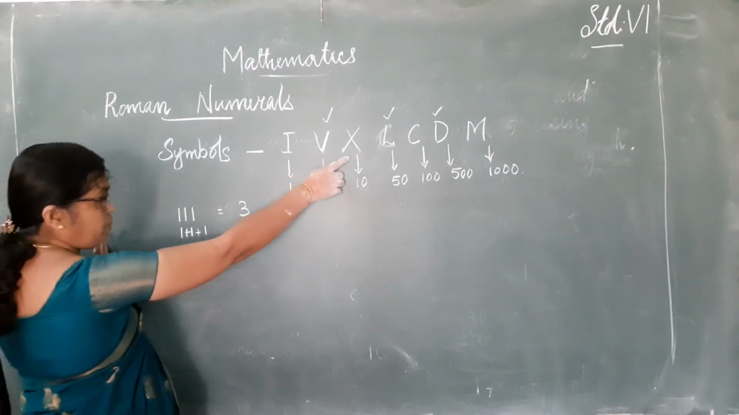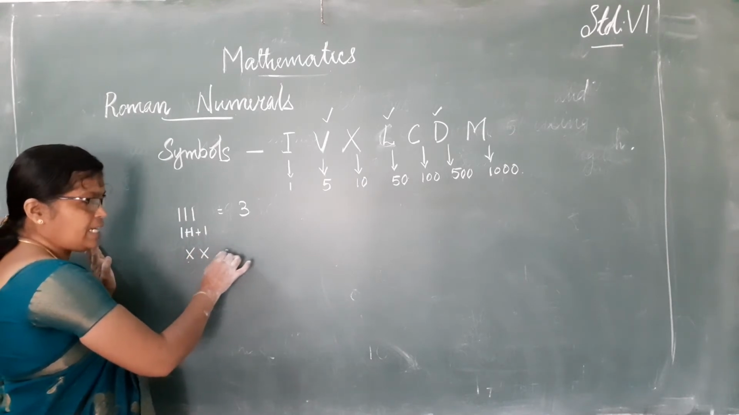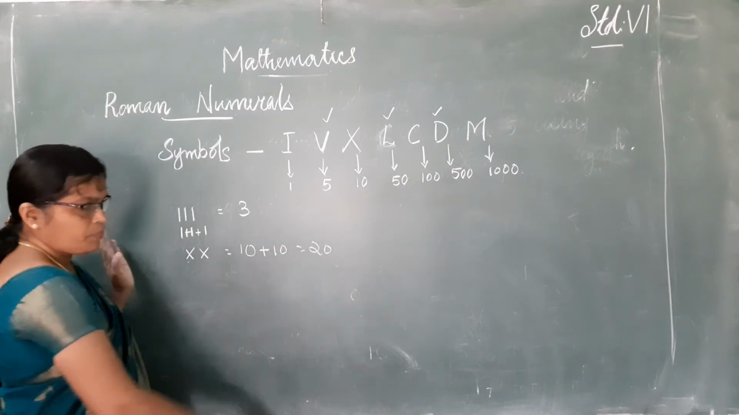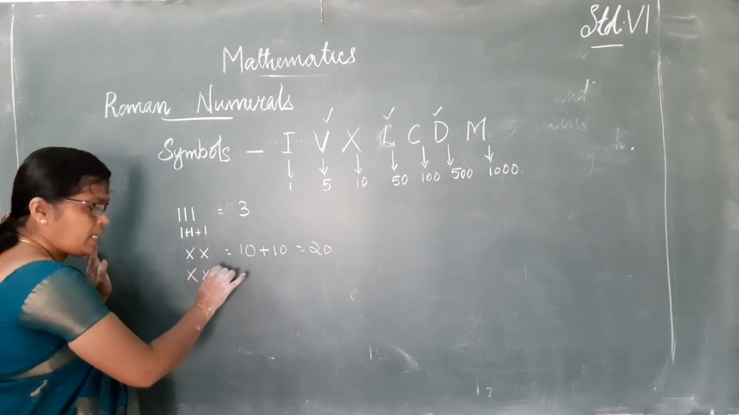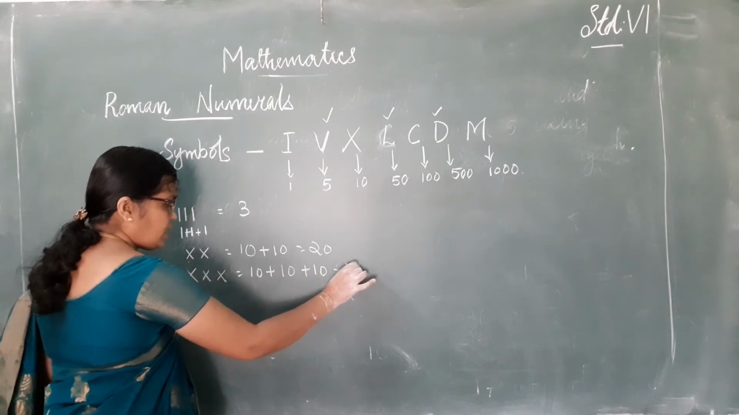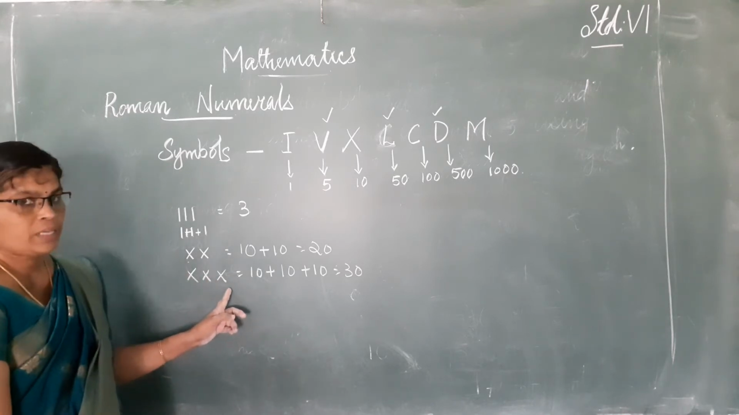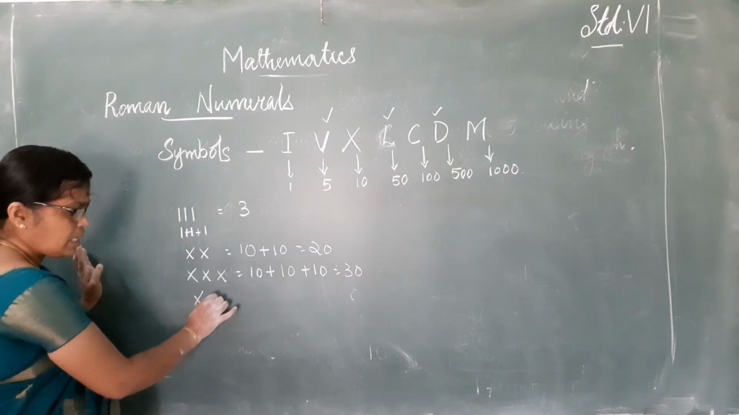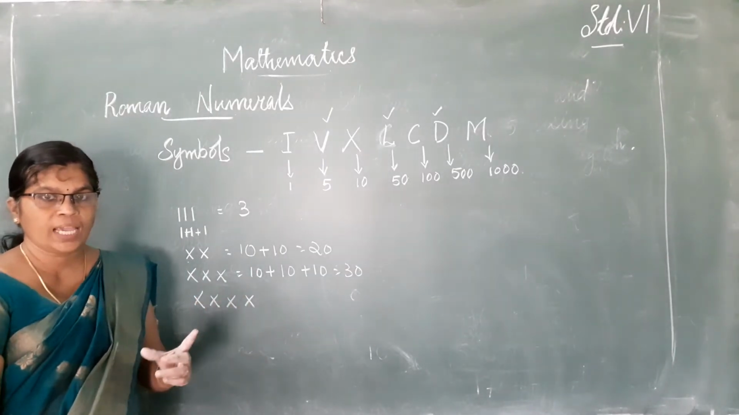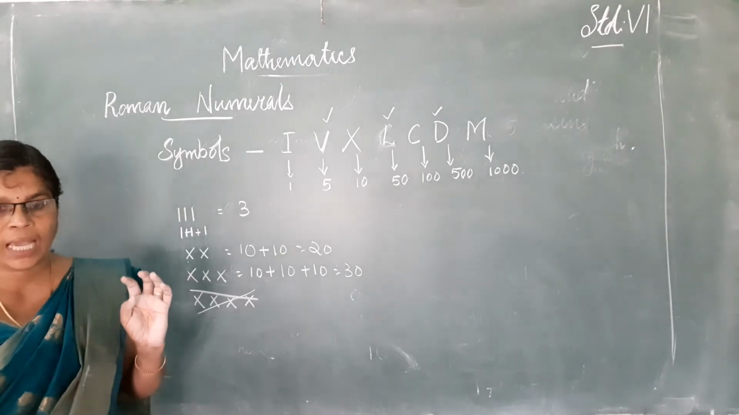Similarly, X can be repeated. When we write X 2 times, the value gets added, that is 10 plus 10, which is 20. If X is repeated 3 times, it is 10 plus 10 plus 10, equal to 30. So 30 can be written as X, X, X. Can you write 4 X's like this? X, X, X, X. No, because one symbol can be repeated only 3 times, not 4 times. So this is wrong.